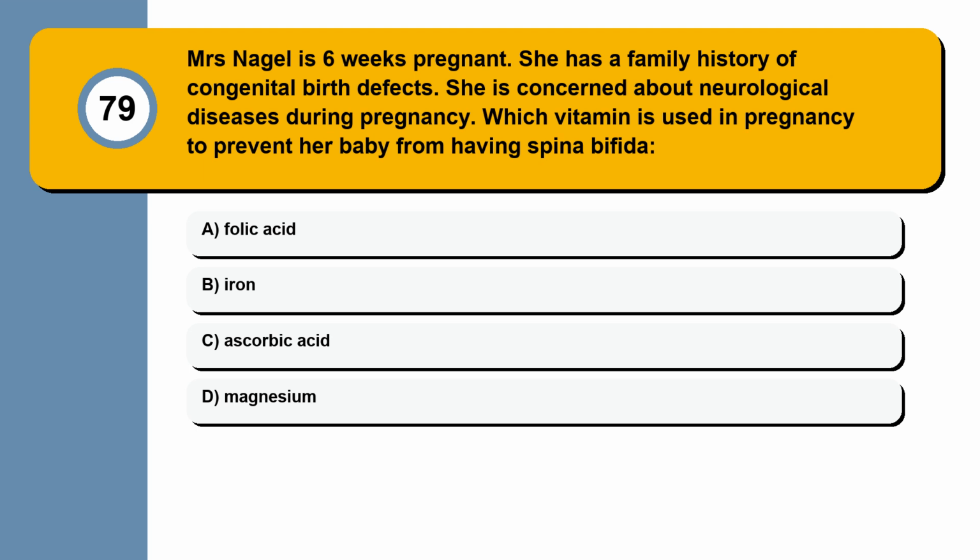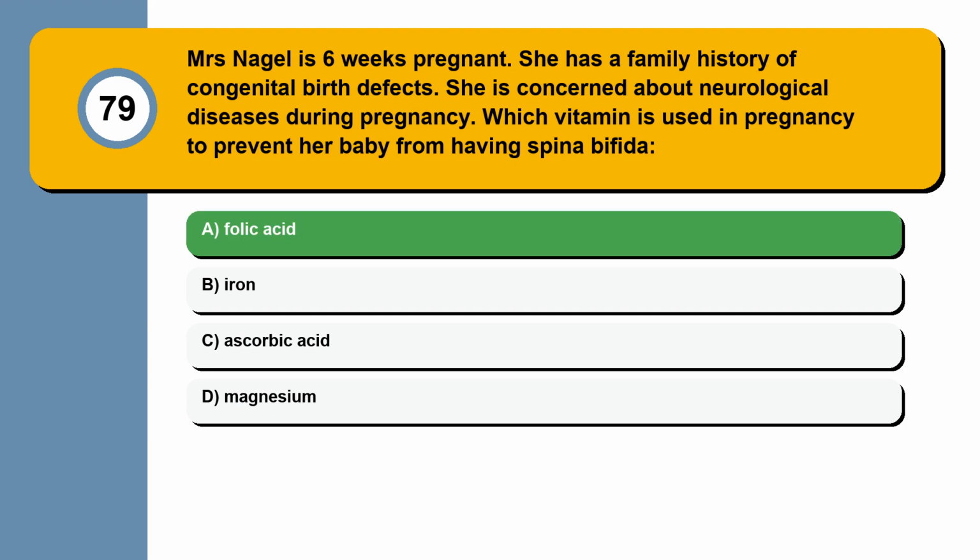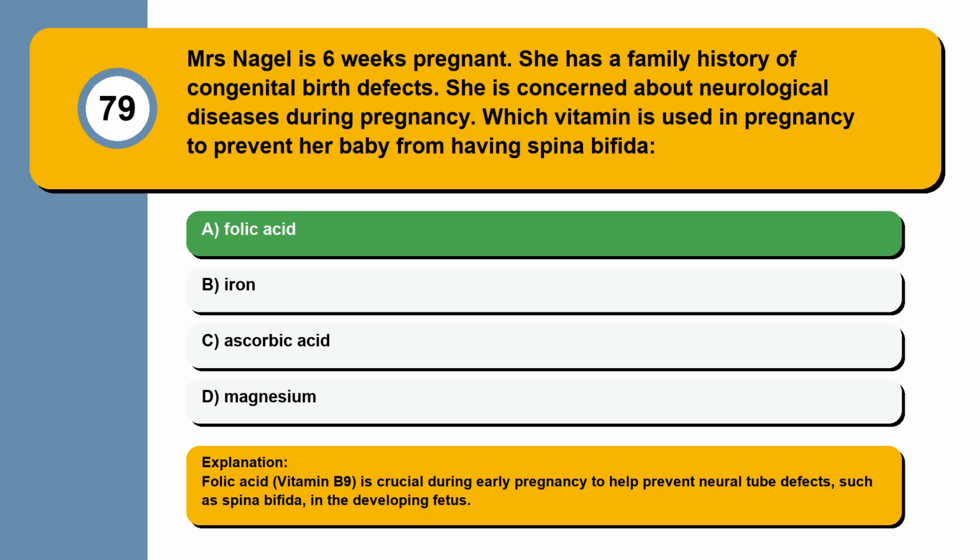Here are your options. Option A, folic acid. Option B, iron. Option C, ascorbic acid. Option D, magnesium. The correct answer is option A, folic acid. Explanation. Folic acid, vitamin B9, is crucial during early pregnancy to help prevent neural tube defects, such as spina bifida, in the developing fetus.